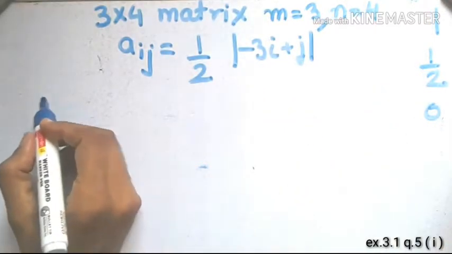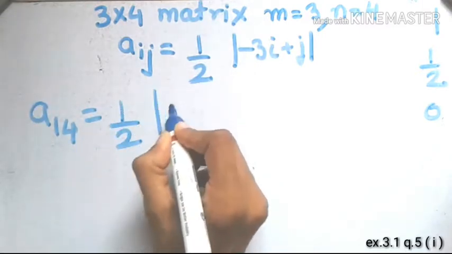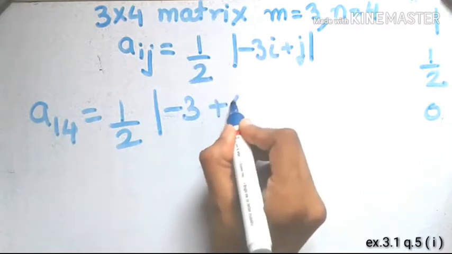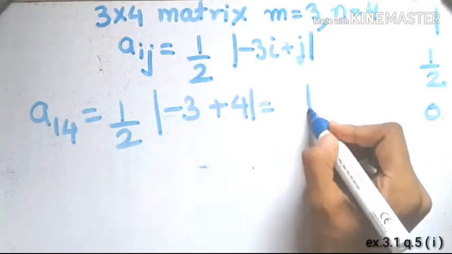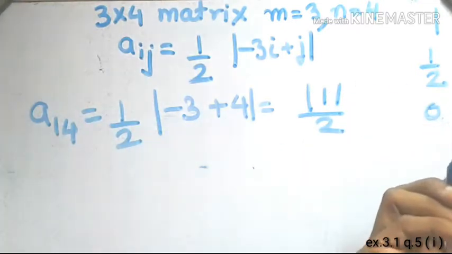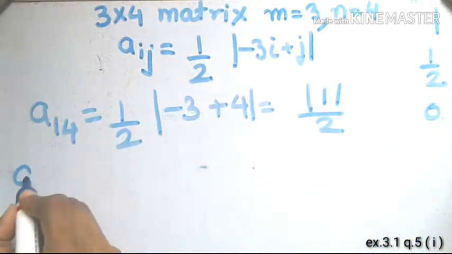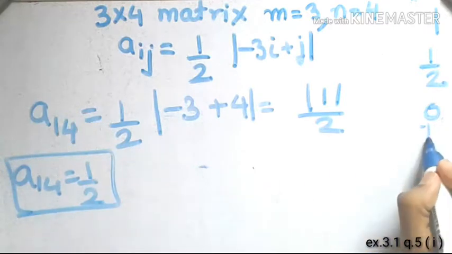The next matrix element is A14. A14 is half into minus 3 plus 4. So I'll get 4 minus 3, which is 1. So I'll get modulus of 1 divided by 2. And modulus of 1 is going to be 1. So I'll get A14 as half. I'll just write that down.